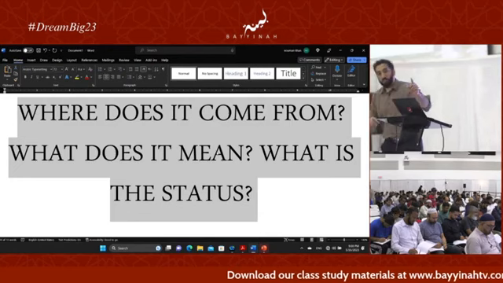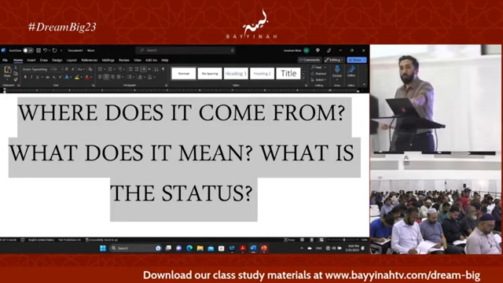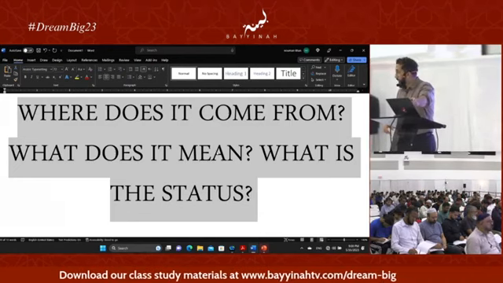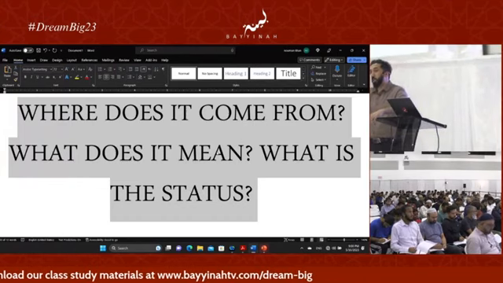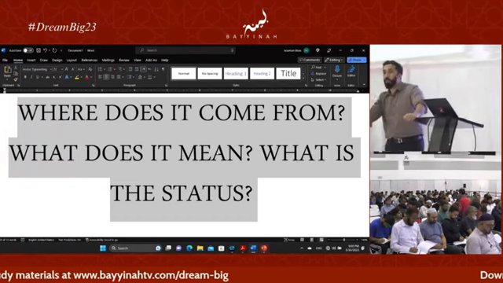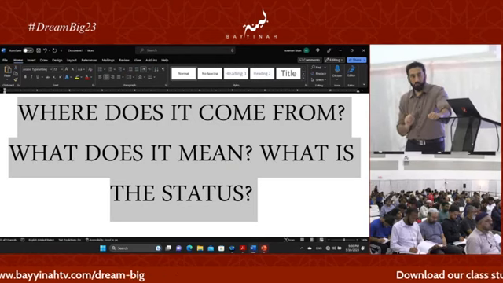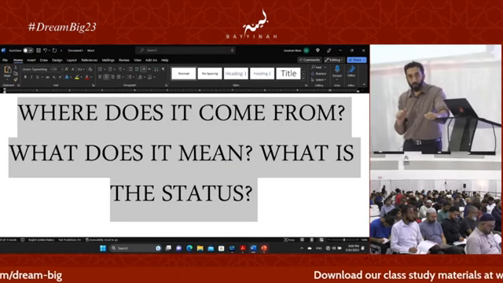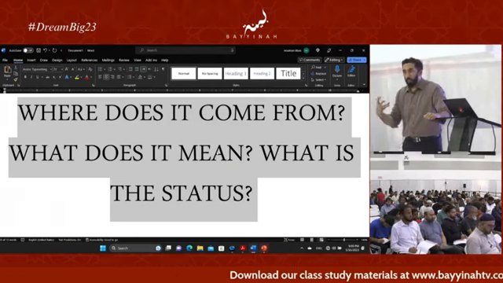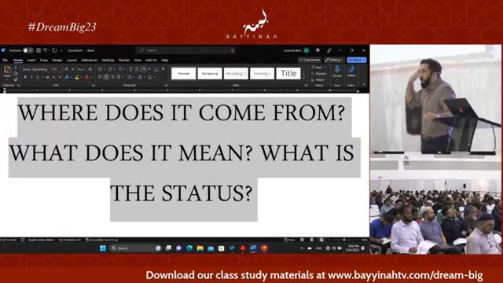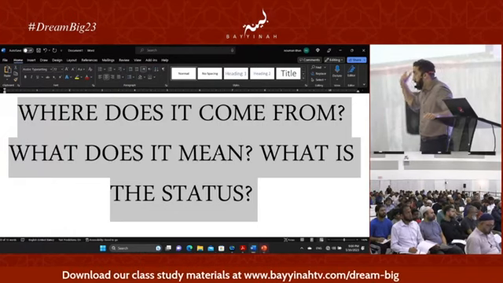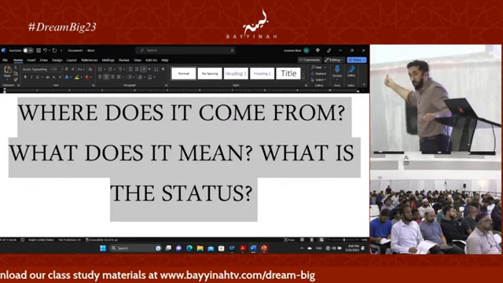Some people skip the first step. What's the first step here? Where does it come from? So they take kum and they make it they. Very common mistake among students. Why? Because kum is plural, and in the English mind, the first thing that comes to your head subconsciously with plural is they. So you quickly make a mistake.